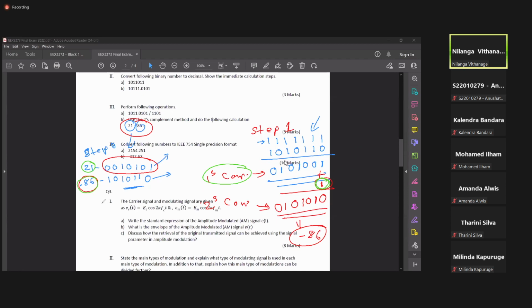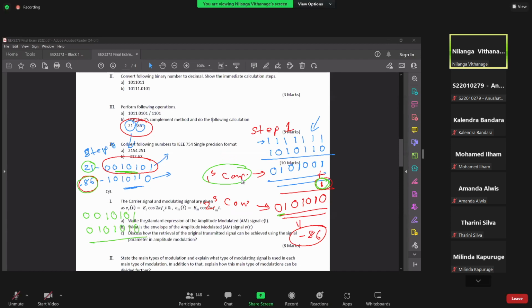Now you have to do the calculation. This is the first number, 0 0 1 0 1 0 1, then you have to add this one, 0 1 0 1 0 1 0, right? Now you have to add, because this number means minus.